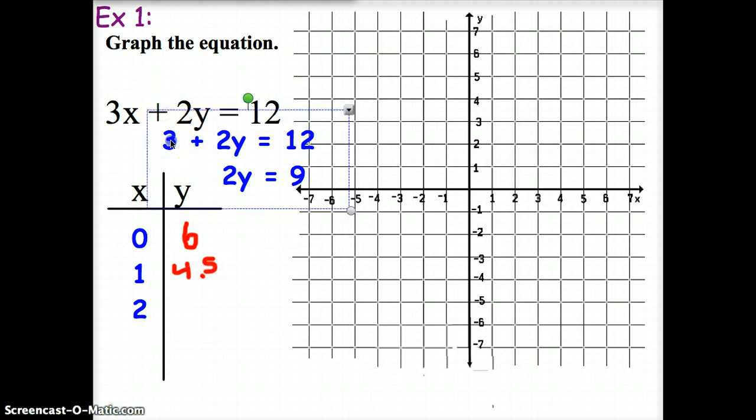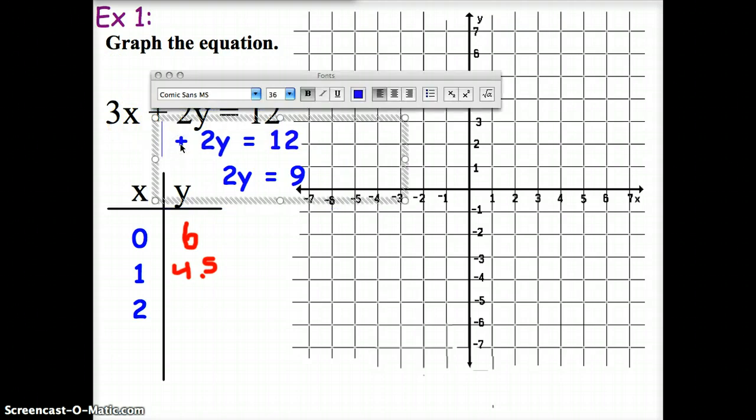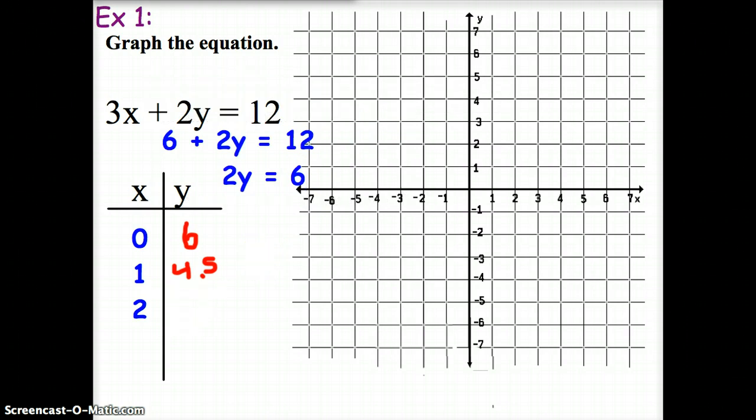Let's try 2. If I input 2, 3 times 2 gives me 6. So I have 6 plus 2y equals 12. Subtracting 6 from each side, 2y will equal 6, which dividing by 2 leaves me with y equaling 3. So step 1, I chose inputs or domain values of 0, 1, 2. Step 2, I found range values or outputs of 6, 4.5, 3.